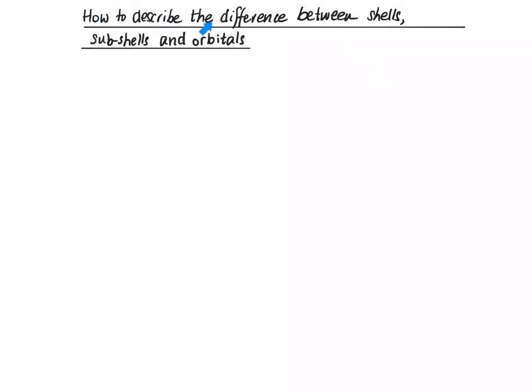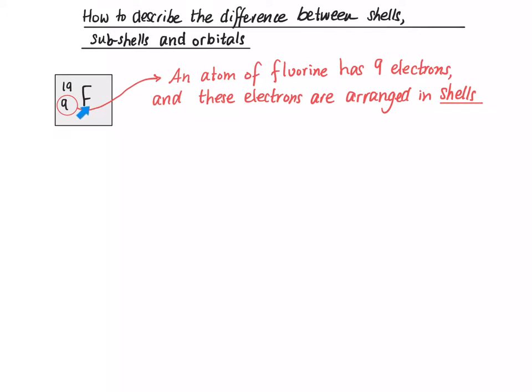How to describe the difference between shells, subshells, orbitals and suborbitals. So imagine that we have an atom of fluorine. Its atomic number is 9, its relative atomic mass is 19, and that means the bottom number, the smaller number, tells us the number of protons and electrons there are in a neutral atom of fluorine. So because this number is 9, we can say an atom of fluorine has 9 electrons.